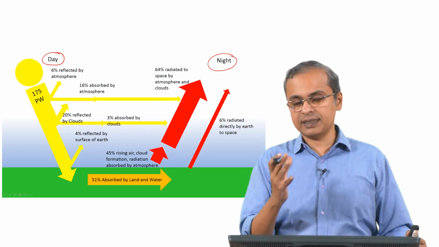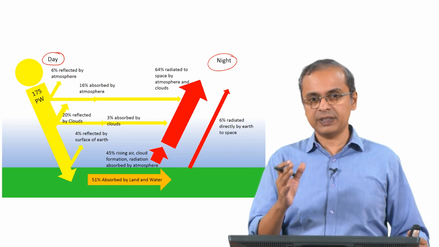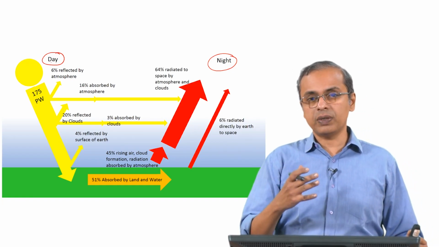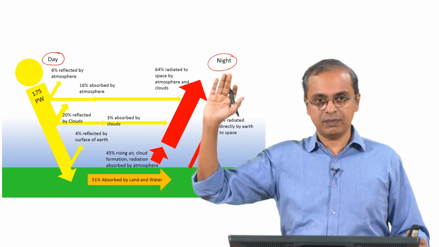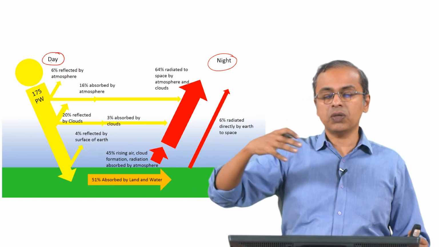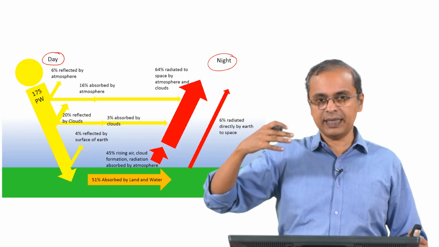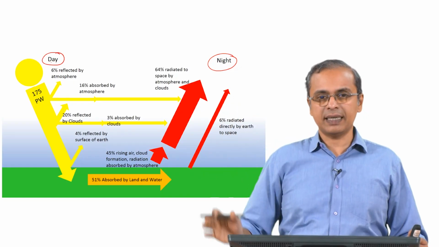And then you look at the situation in the night. When we are not facing the sun, the side of the earth which is not facing the sun now has an opportunity to release this energy back into space. That is how the radiation process happens. It just radiates everything back into space and it continues.